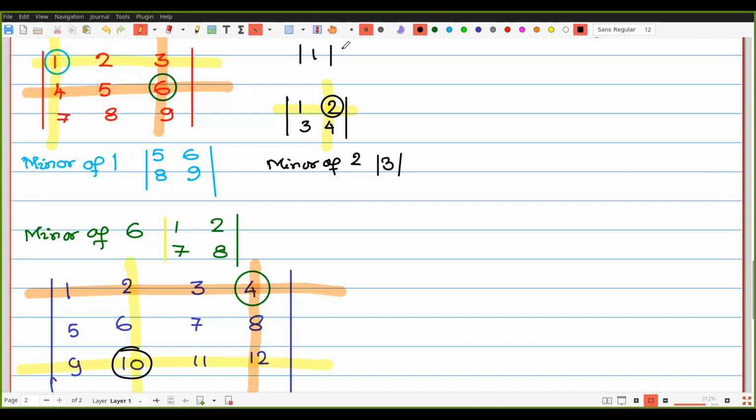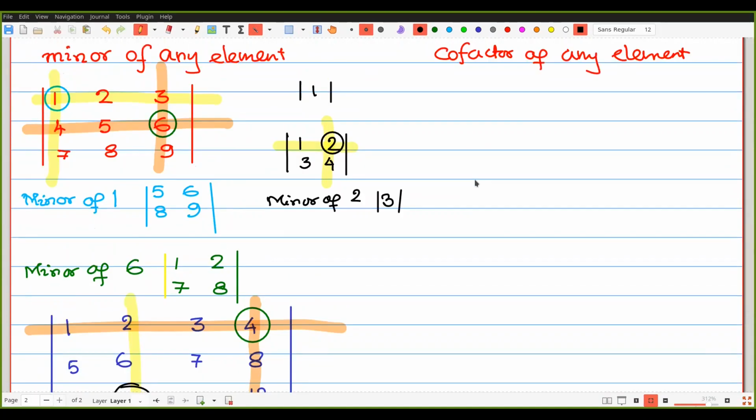Okay. Next one, cofactor. Now cofactor is also connected with the minor.